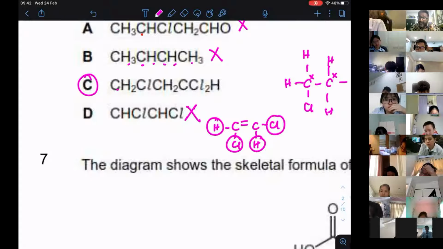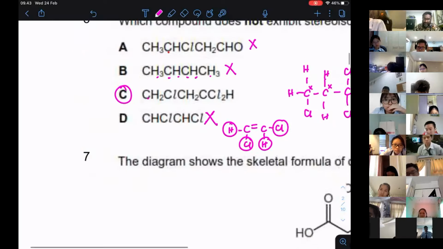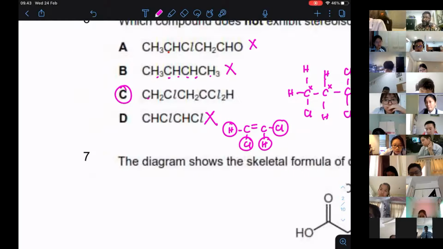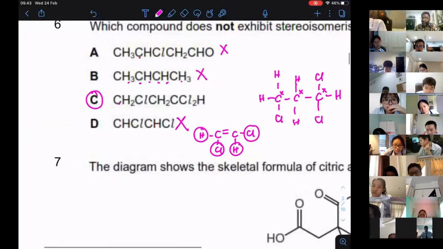I hope you understand this. So you need to draw. Even in the group discussion, I do see some of you already starting to learn how to draw this in the form of display formula. So this is the best way to identify.